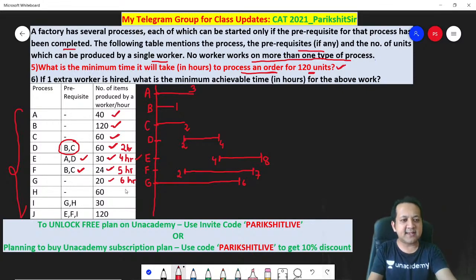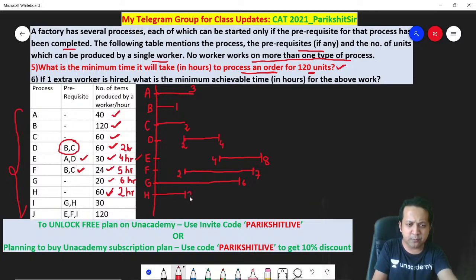Fine. Next, H. No prerequisite again. Remember, 120 units I need to produce. 60 units can be produced in an hour. So 120 by 60, 2 hours. Again, no prerequisite. So 0 to 2.